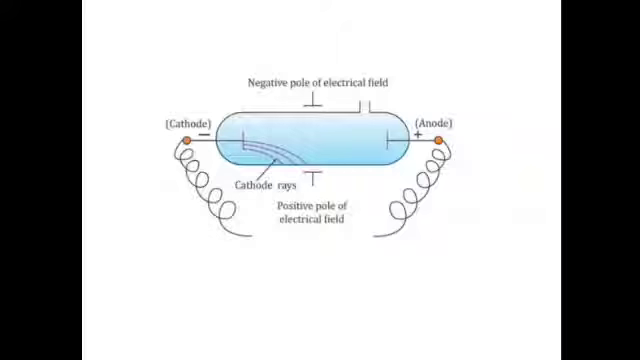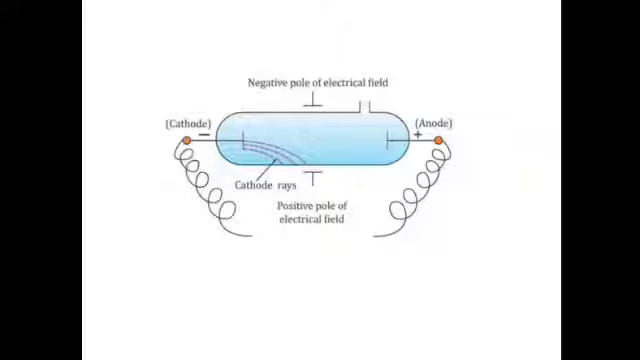And when he applied the magnetic field in the path of cathode rays, they were deflected in the direction in which moving negative charge deflects. That showed that these cathode rays are made up of negatively charged particles called electrons, and all atoms contain these electrons.